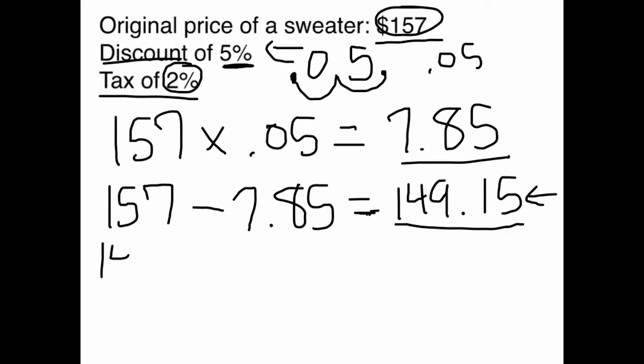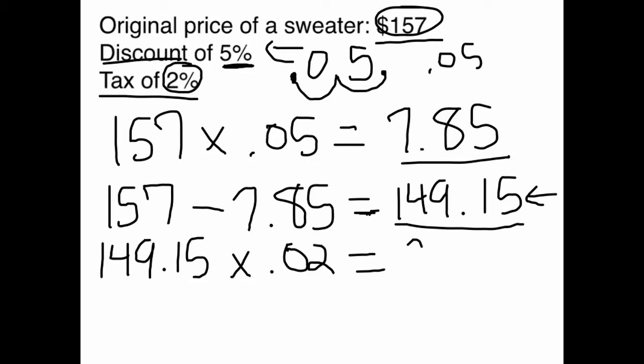So I'm going to do 149 times 0.02 because that's 2% as a decimal. Don't make the mistake of saying it's 0.2. That's 20%. And I'm just going to multiply $149.15 times 0.02. If I do that, it comes out to 2.98. Now, again, it's tax, so it's money added on.